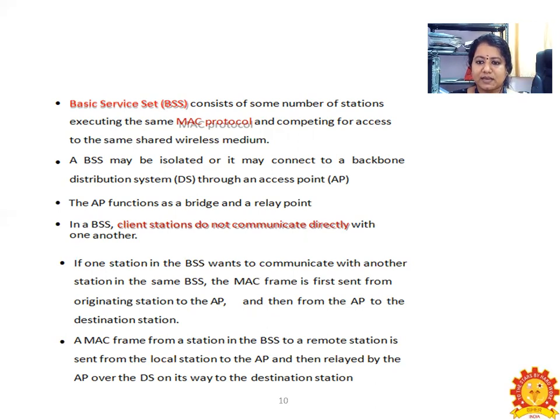So in a BSS, the client stations do not communicate directly with one another. If one station in the BSS, that is a basic service set, wants to communicate with another station in the same BSS, the MAC frame is first sent from the originating station to the access point, and then from the AP to the destination station. So here, a MAC frame from a station in a BSS to a remote station is sent from the local station to the AP, and then it is relayed by the AP over the DS on its way to the destination station.